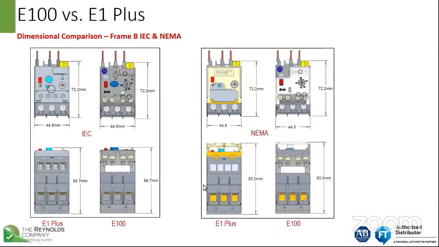As far as looking at the replacement of the E1 Plus with the E100, all the different frame sizes, you will see that they are the exact same dimensions. So panel space shouldn't be an issue for the E100 when we're replacing the E1 Plus. So physically the same size, even the DIN rail mount adapters are the same size, so the mounting holes and everything line up. This just shows the lower frame size B.